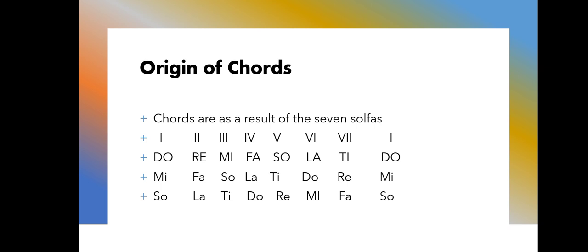We can follow chord one. In chord one, the first note is do, the second is mi, and the third one is so. That's chord one. Chord one is do, mi, so.